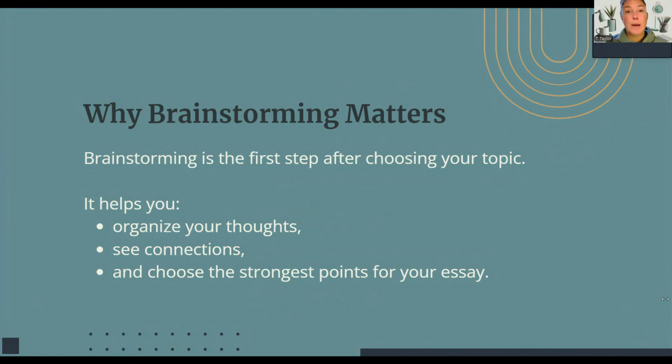First, we're going to discuss why brainstorming matters. It's important to do it because you need to really have all your ideas, everything you think, understand, know about the topic in structure, including questions sometimes, to help you in other areas like research. And what you want to do is expand outwards and take some time to do that. Brainstorming is the first thing to do after you choose your topic. It helps you to organize your thoughts, see connections, and choose the strongest parts for your essay.